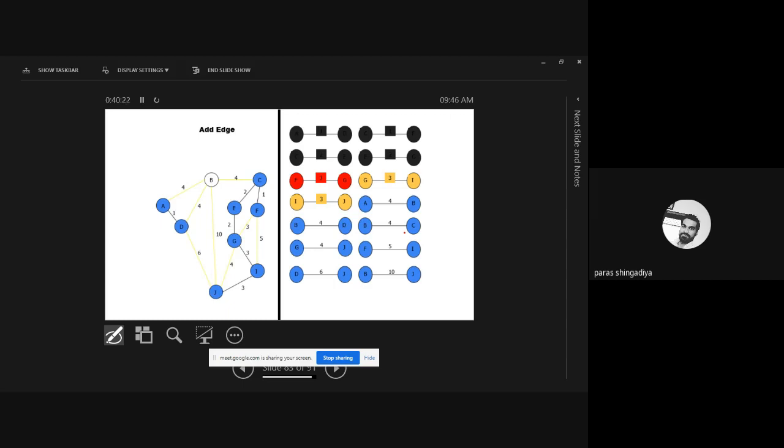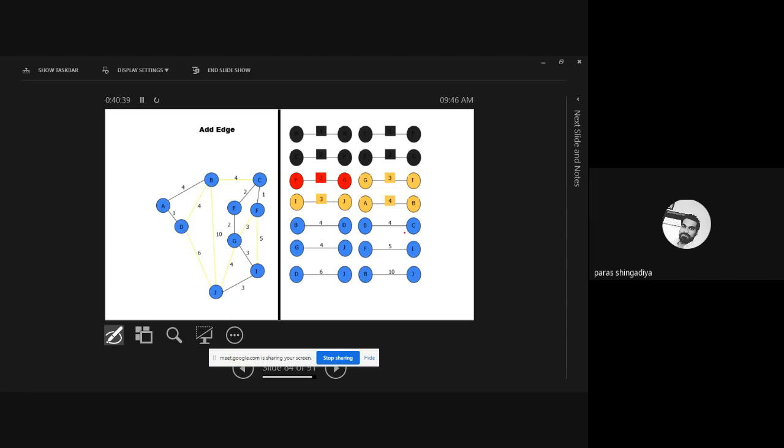After 3, the weight is 4. That is in between A to B. Consider the weight in between A to B as 4. We connect these edges, still the graph has no cycle. All the vertices are not connected, but still the graph has no cycle.